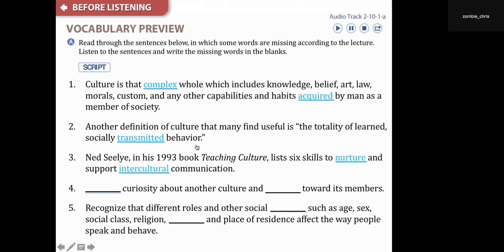Nurture and support intercultural communication. Again, we've got the AL, which changes the noun to an adjective. Culture becomes cultural. Please be aware of the pronunciation. There's very, very little connection between the written language and the spoken language in terms of pronunciation in English. So we don't say "cultural" the way it's spelled.